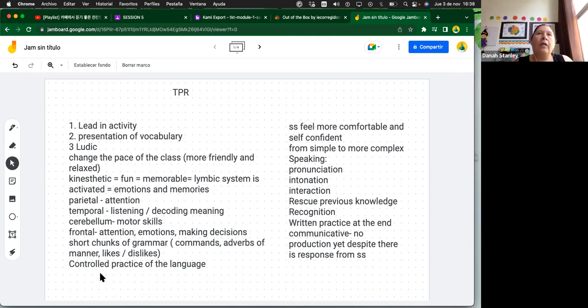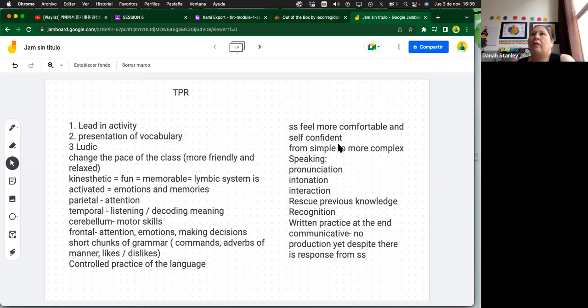And for example, in this case, what they are doing is having a very controlled practice of the language. The teacher is telling them exactly what they need to do, and they just need to obey. They are not producing language yet. In this case, the students feel more comfortable and self-confident, because they are not producing anything. Probably shy students who don't like to be moving or acting.